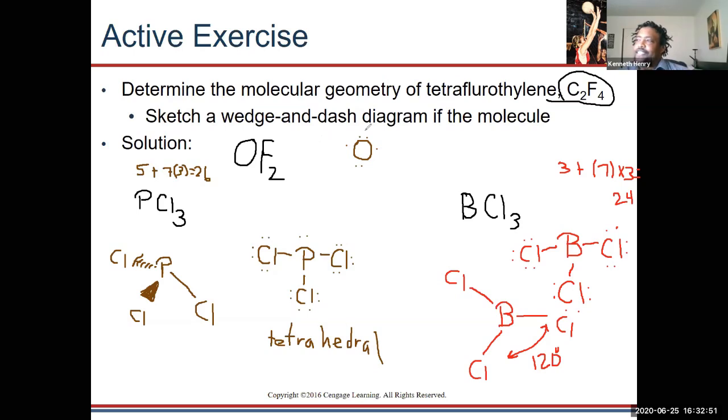Okay, so that's 2, 4, 6. Oxygen. How many does the fluorines have? 7. 7.